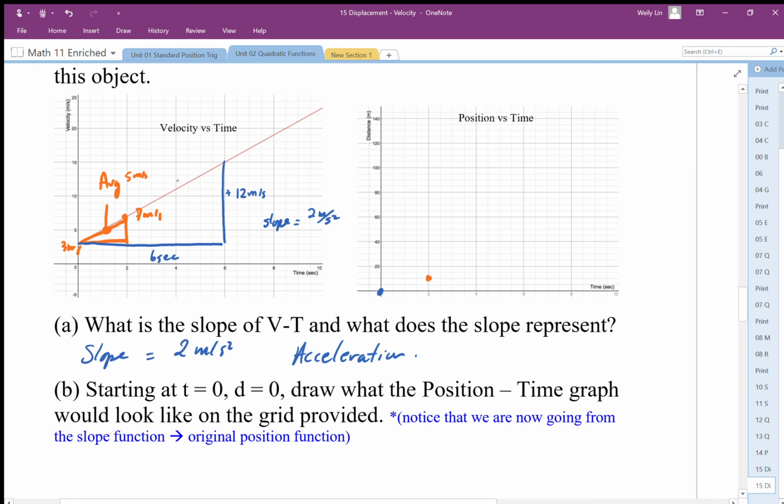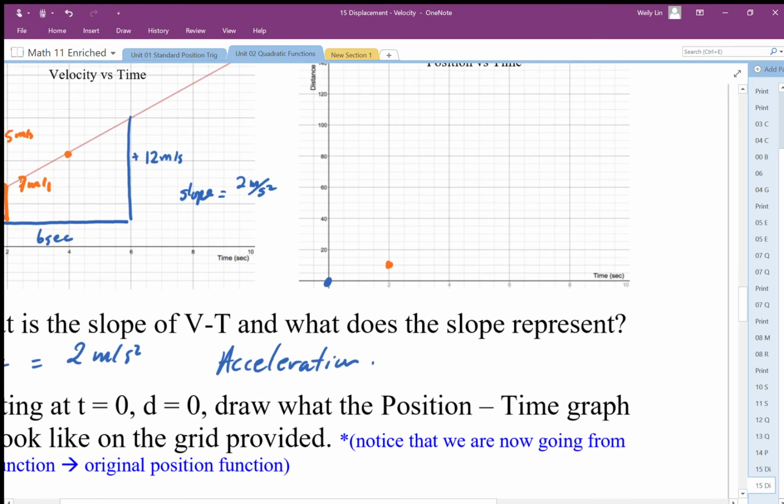And for the next 2 seconds, it looks like we ended up here at 11 meters per second. So we started at 7, we ended up at 11, so the average would be 9 meters per second for 2 seconds. So we're going to end up going 18 meters from here. We're at 10, so we're going to end up at 28. So 28 would be right about here. Okay, so it's 28 meters.